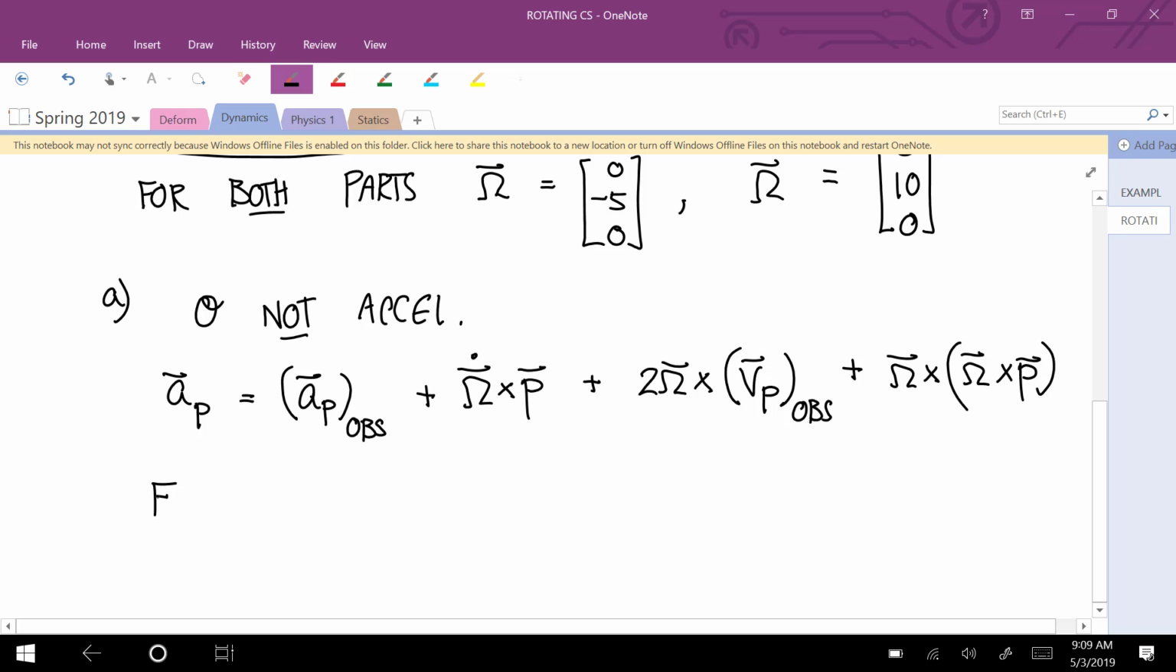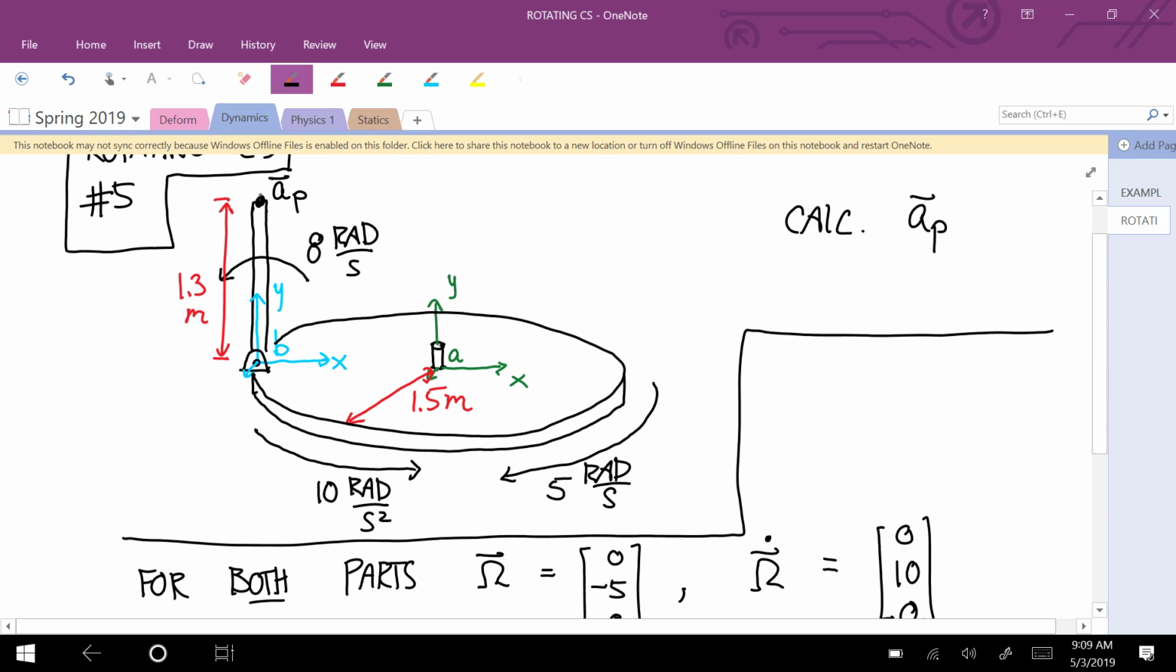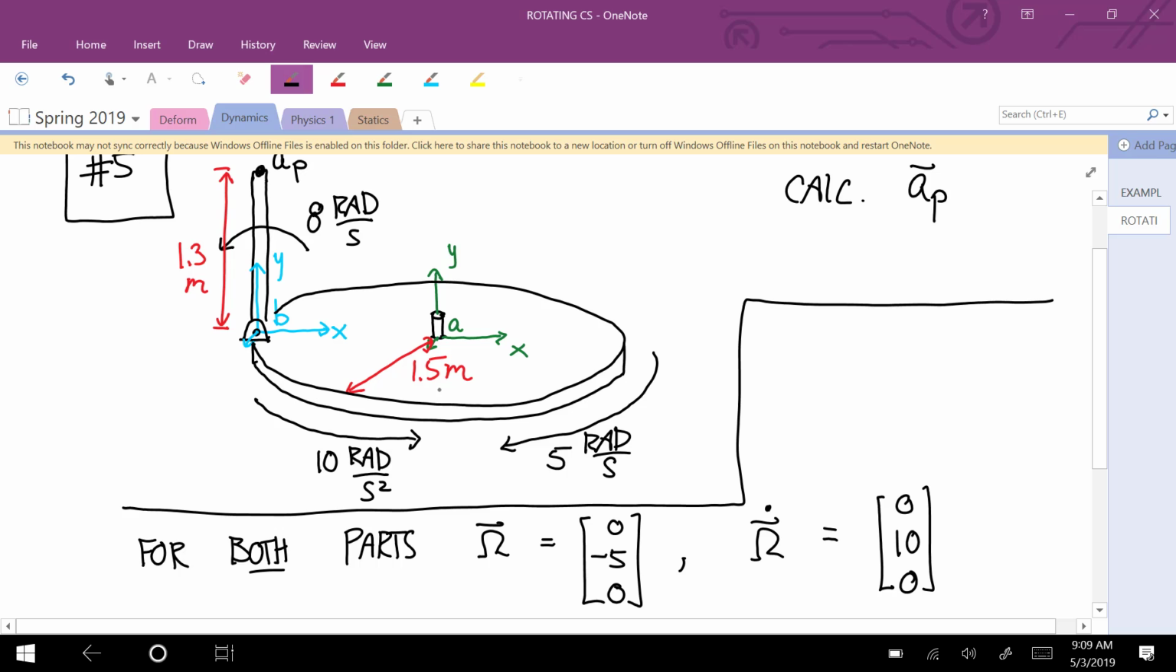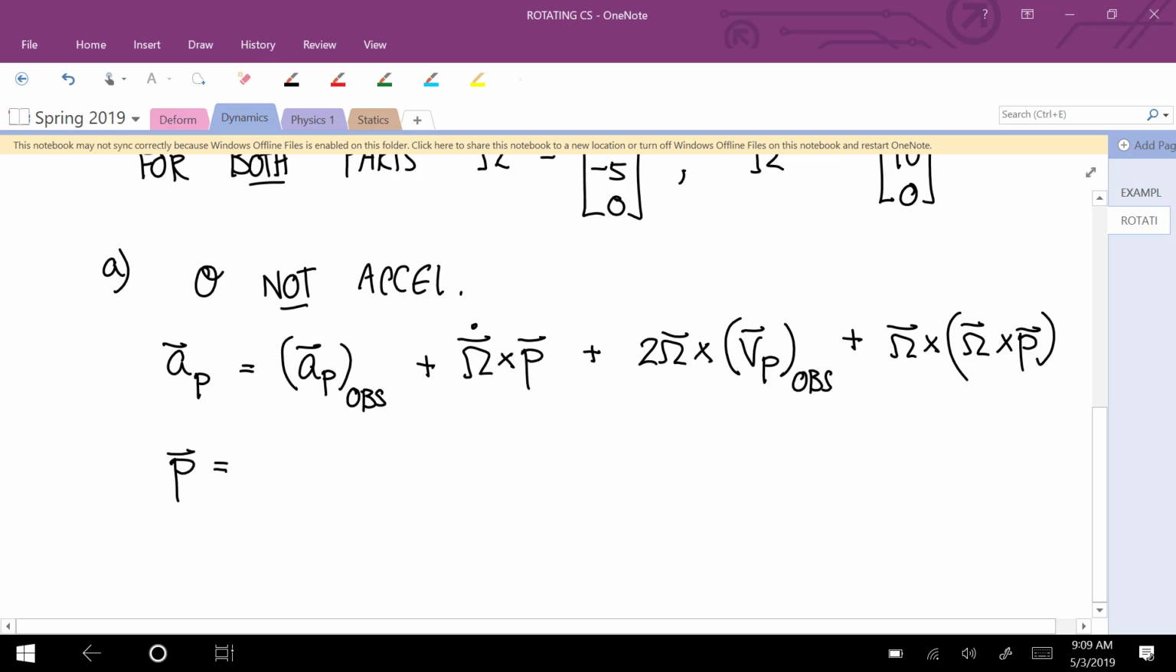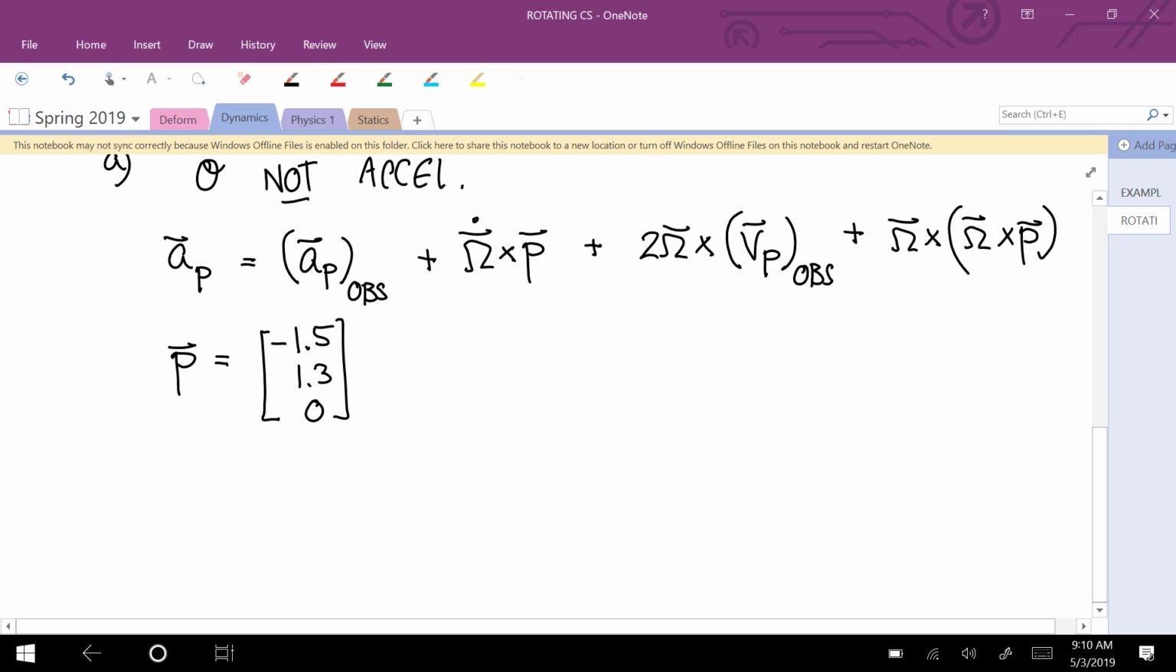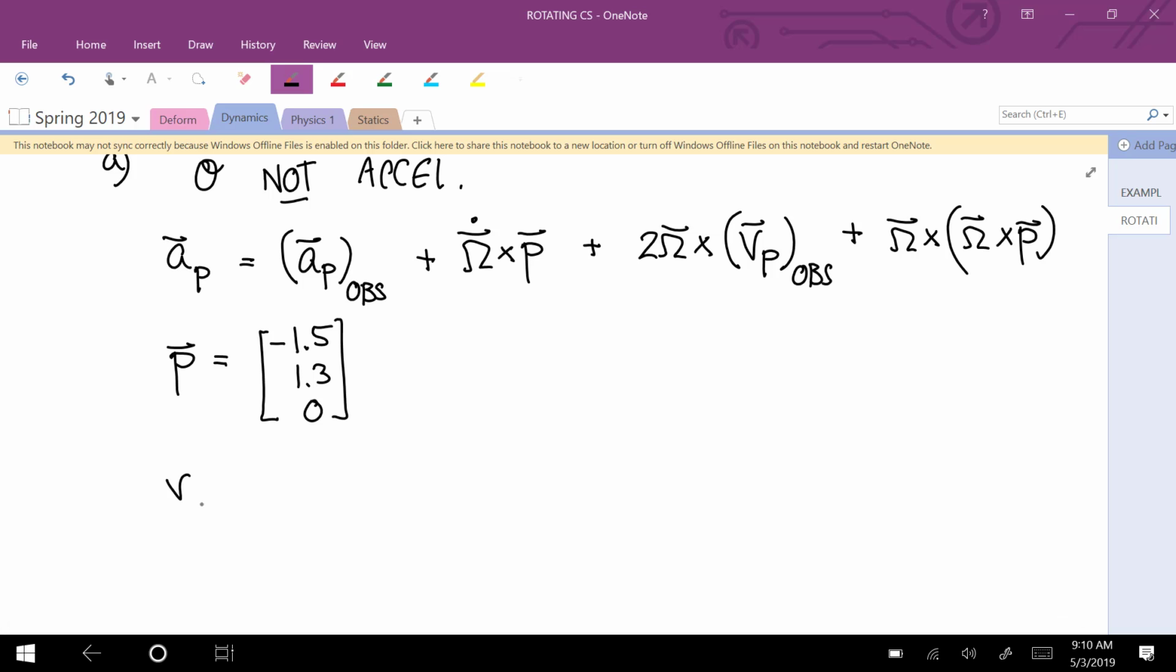For the observed parts, well, before I do that, let's calculate the position vector. So the position vector is the position of the point we care about in our coordinate system. It's a vector from the origin of our coordinate system to the point we care about. So that's going to be -1 radius in the x direction, and then positive length of the arm in the y direction. So that's going to be -1.5, positive 1.30. That's the position vector of the point we care about.